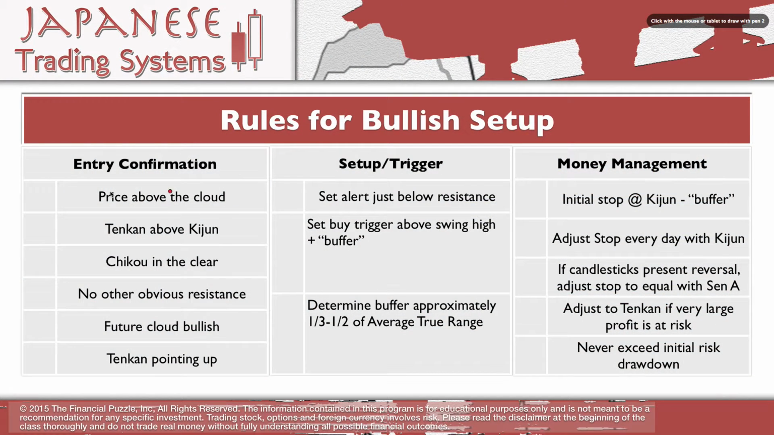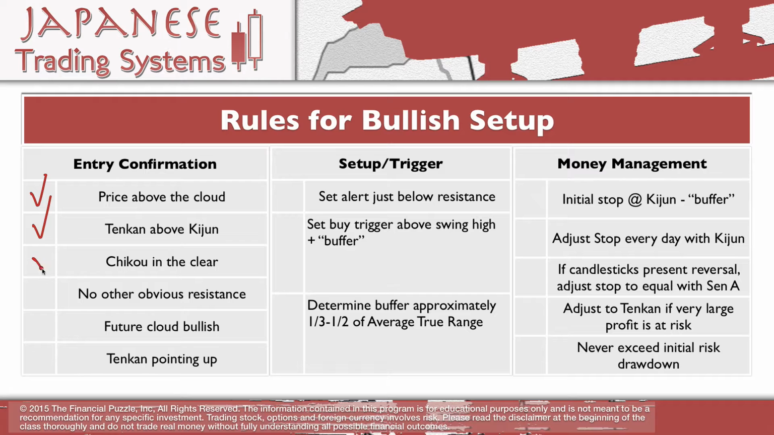Entry confirmation, and what you see here is the place where you can put a checklist, a check mark in here. Have we hit it? So here's the confirmation we're looking for. Is the price above the cloud? Yes or no? Is the Tenkan above the Kijun? If the answer is yes, then you put a check. If the answer is no, then you don't put a check.